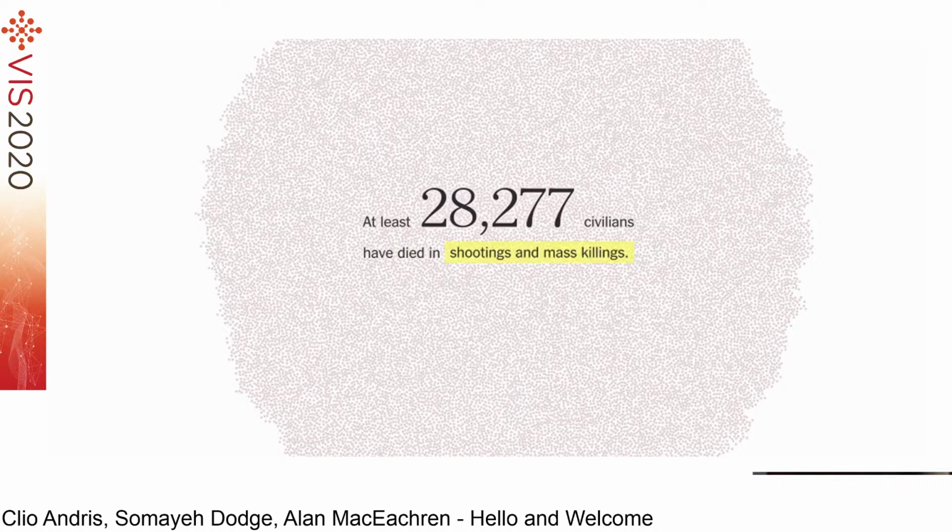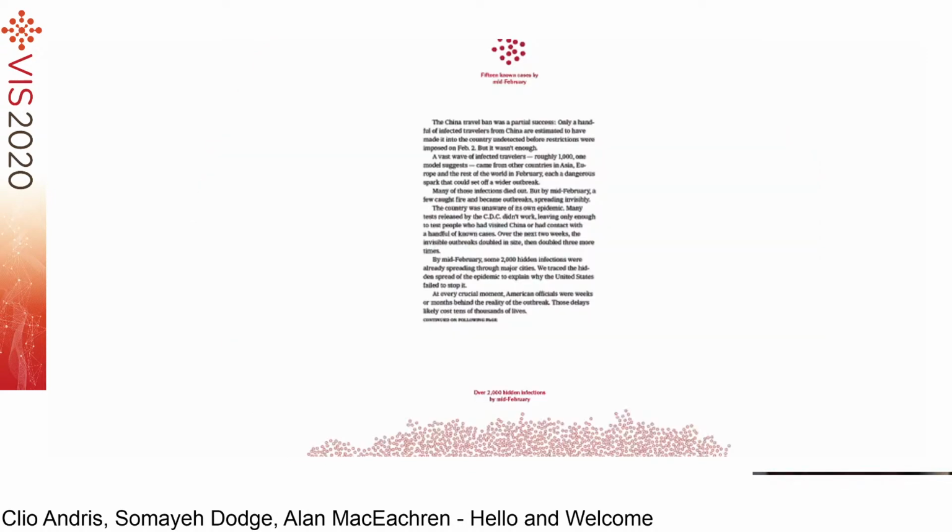And we also use that same principle for print. So you see the 15 known cases by mid-February in the US compared to the over 2,000 hidden infections by mid-February. And it's really a powerful way to show the contrast of the small numbers and the large numbers.